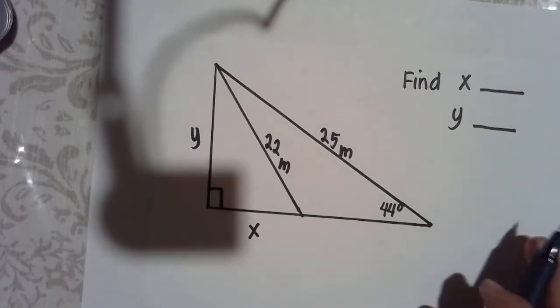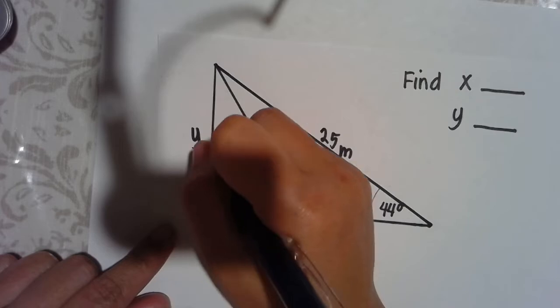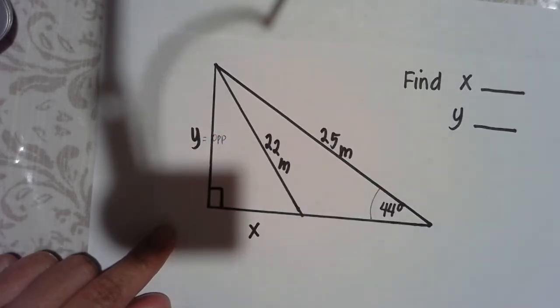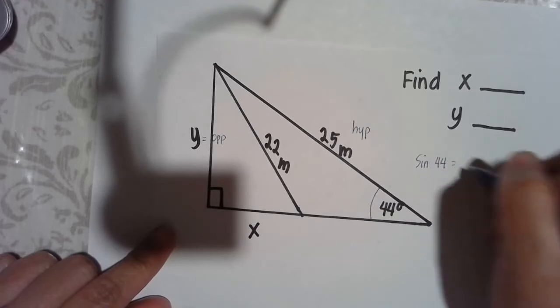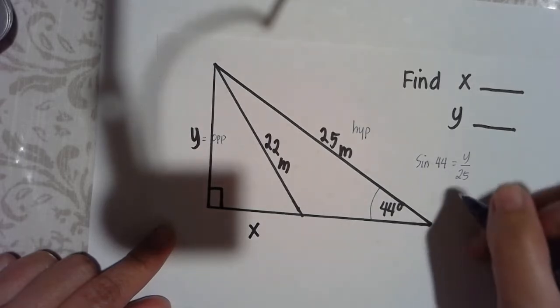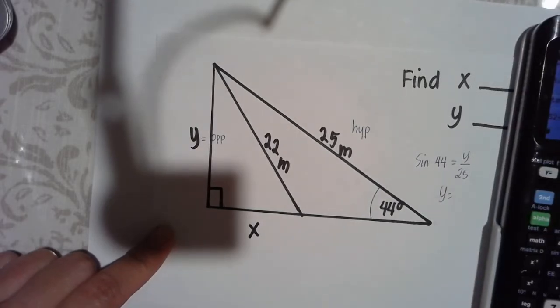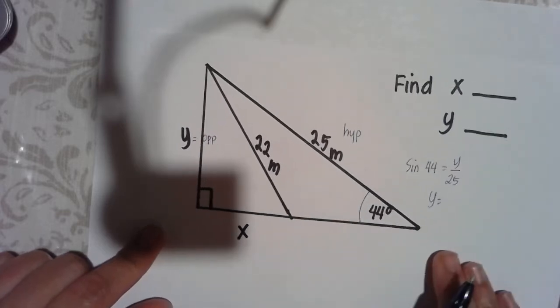Let's do that. Okay. If 44 is my reference angle, my y will stand for the opposite side, and 25 is my hypotenuse. So therefore, O and H is a sine. So sine of 44 is equal to y over the hypotenuse, 25. So cross multiply, y is equal to, 25, nope, sine of 44 times 25 is 17.4.